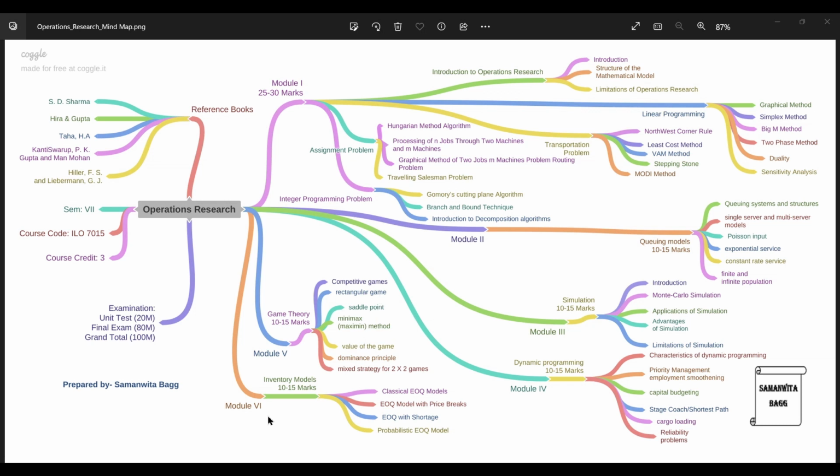Next comes module 6. The topic is inventory models. Again, this is of 10 to 15 marks. A 10 mark numerical on maybe classical EOQ models, EOQ model with price breaks, EOQ with shortage, probabilistic EOQ model. So based on any of these topics, you may have a 10 mark numerical and a 5 mark theory question may be asked. So you can expect 10 to 15 marks on the module 6 as well.